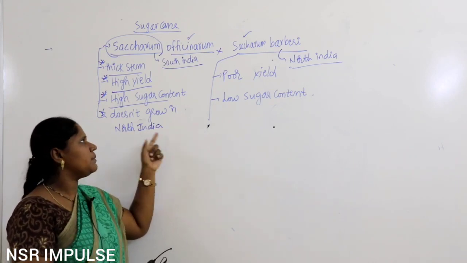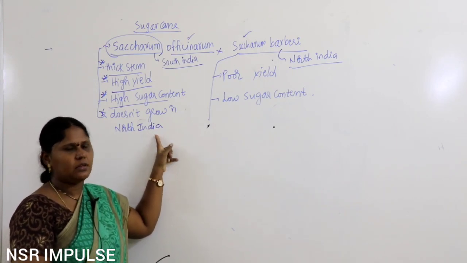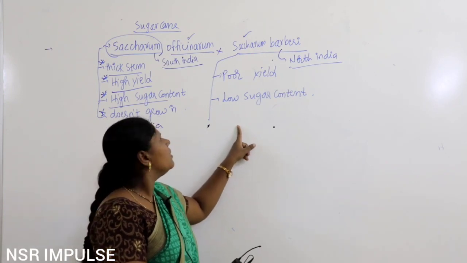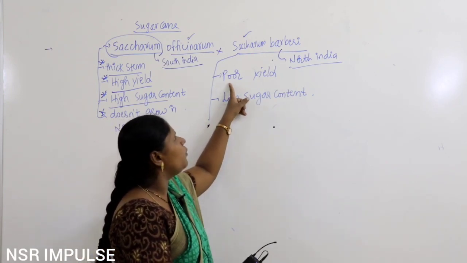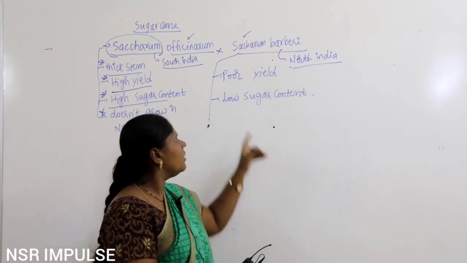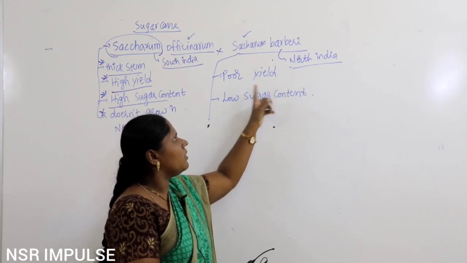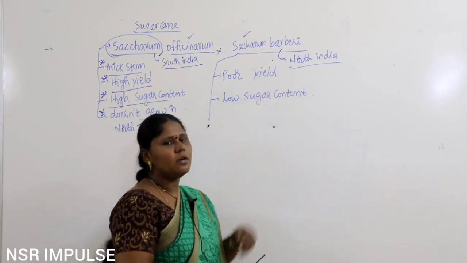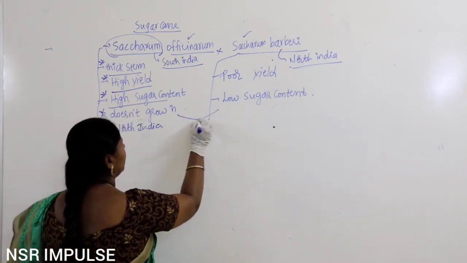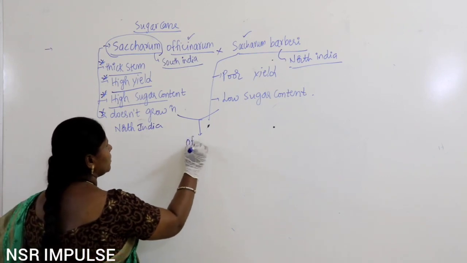Right. Then when this particular plant is taken as one of the parents, it is crossed with another parent. The parent is Saccharum barberi. So here you find it contains poor yield, meaning it produces very little sugar, very low sugar content, very low yield. And remember, imagine this plant is growing in the north part of India. Now when these two plants are crossed, we get the sugarcane plant, or the offspring.